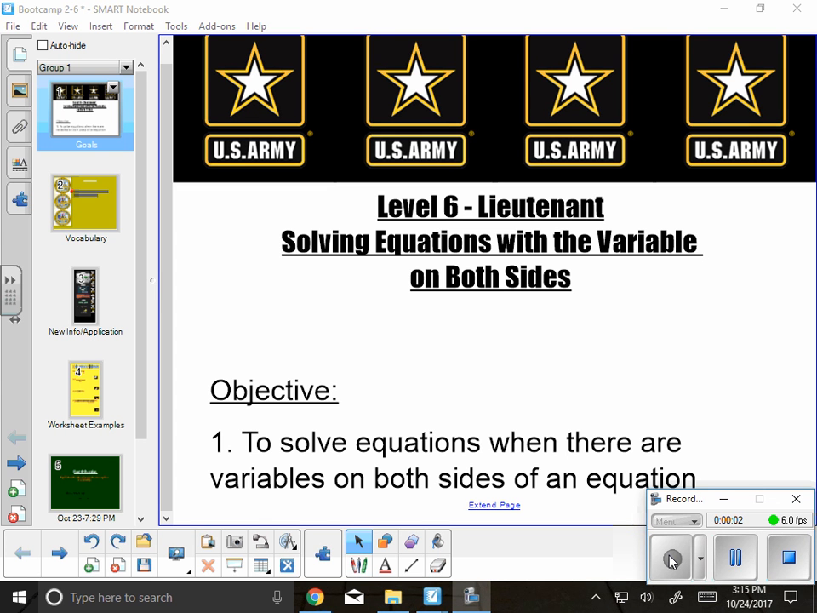Hi, and welcome to Level 6, Lieutenant. Today we're going to be working with solving equations with a variable on both sides. The objective for this lesson is to solve equations when there are variables on both sides of the equation. Remember, make sure that you write this down on your salmon color goal sheet.